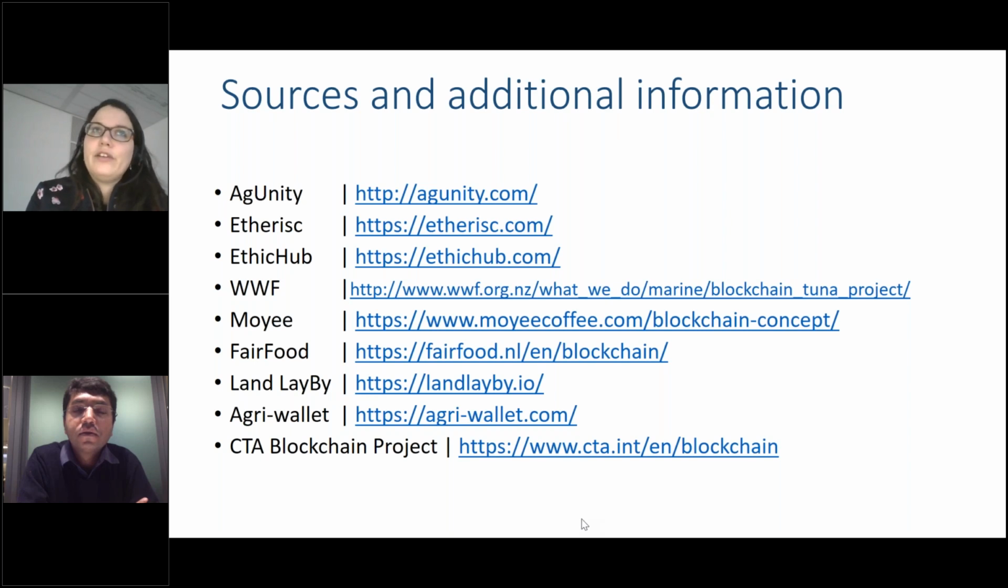We also know that in the United States, some supermarket chains are working together with IBM technology, where they use Hyperledger for tracking and tracing. We don't know a lot about that. I think it's just still in the beginning phase. And Hyperledger is a closed type of blockchain, so it's very different.